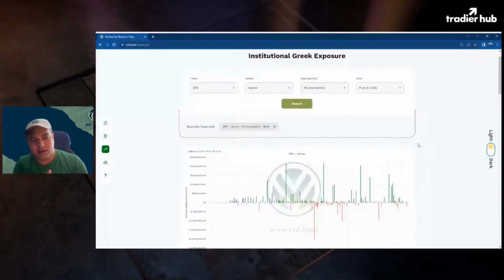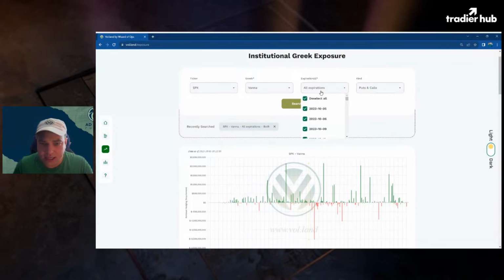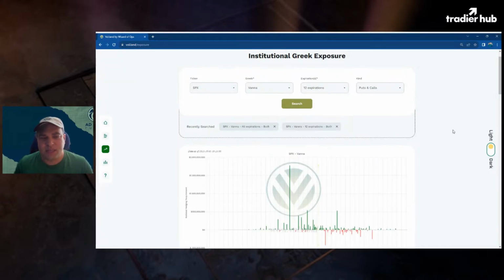All right, so we're talking here about SPX Vanna. And if we're talking swing, I'm looking at October expiration. So I'm going to deselect here and select all these October expirations. Really, the only ones that matter are the last ones, the 10/20 and 10/19, because a lot of funds hedge in that area, that monthly AM expiration.